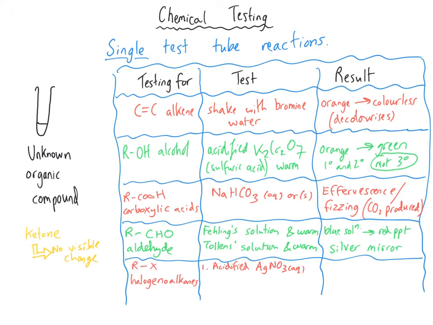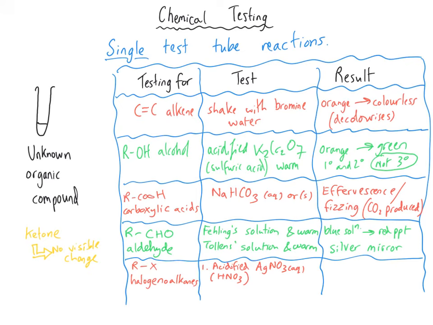The final functional group that you need to know how to test for is halogenoalkanes. The chemical that you add to this is acidified silver nitrate. This time, when you are acidifying the silver nitrate, you should use nitric acid for the reason that the nitrate ion is present in the silver nitrate already. And so we know it isn't going to interfere with any of the chemical tests.